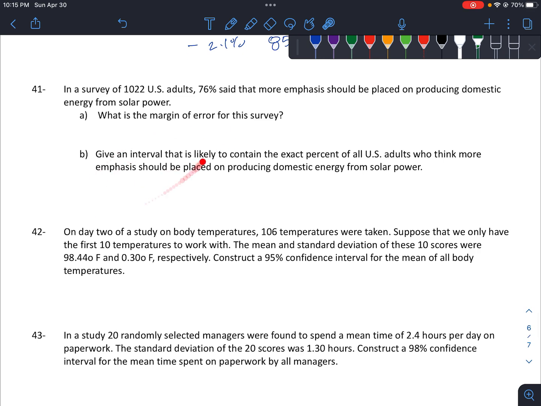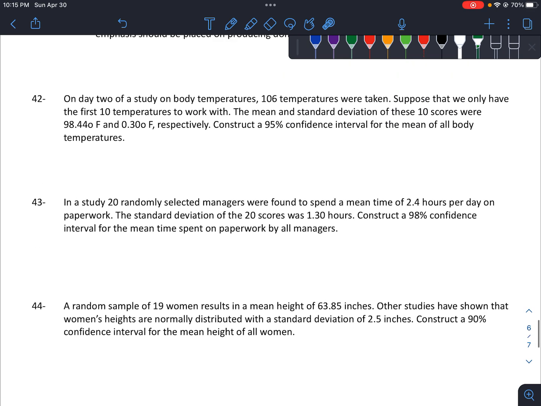Okay, so I'll let you guys do 41. Should be pretty similar. I'm probably just going to do one of these ones because 42 through 45 are all pretty much the same thing. So on day 2 of a study on body temperatures, 106 temperatures were taken. Suppose that we only have the first 10 temperatures to work with. So this is going to be the sample. This is presumably what they're saying the population is. So they're only using 10 for the sample, so n is equal to 10.